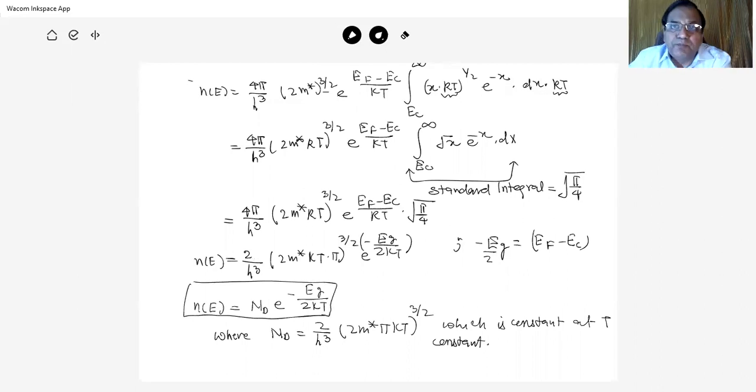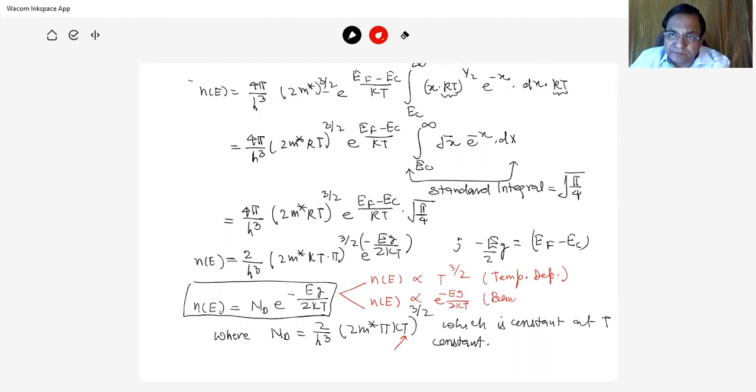So from this equation, we have two important results. First, Ne is proportional to T to the power 3 by 2 from this factor, that is the temperature dependence. And second, Ne is proportional to e raised to the power minus Eg upon 2 kT, which is band gap dependent.